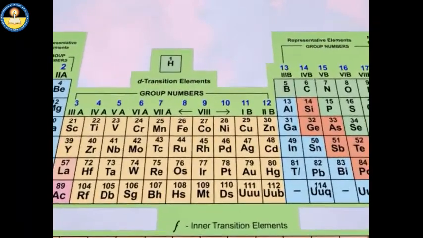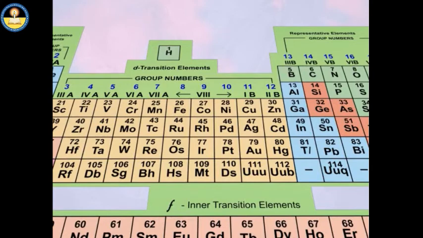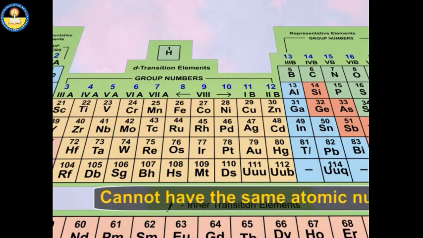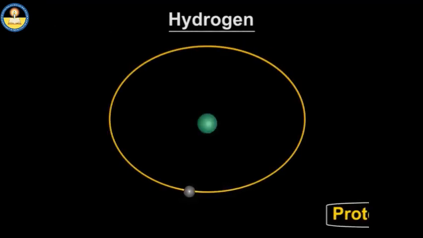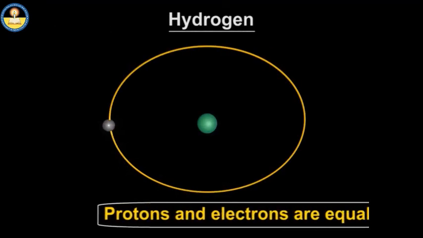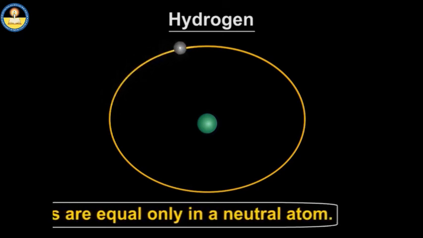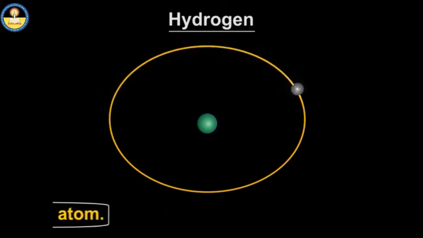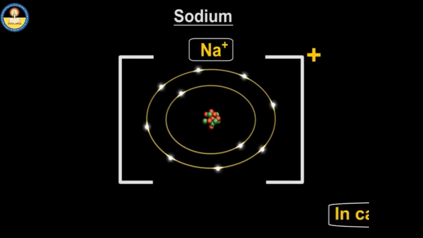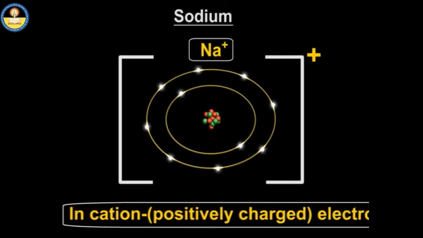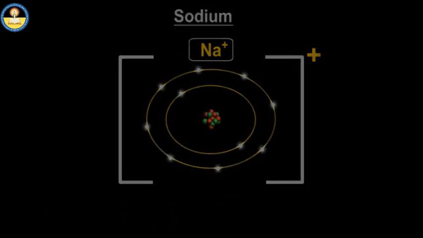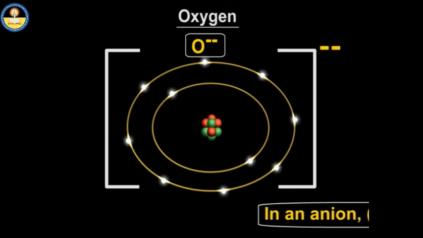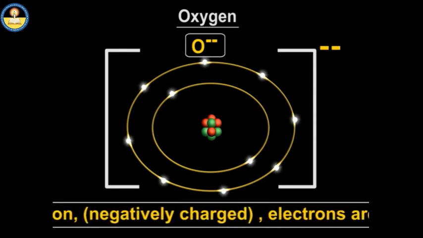Let us revise. Elements are identified by their atomic numbers. No two known elements can have the same atomic number. Protons and electrons are equal only in a neutral atom. In a cation, electrons are less than protons, while in an anion, these are more than the protons.